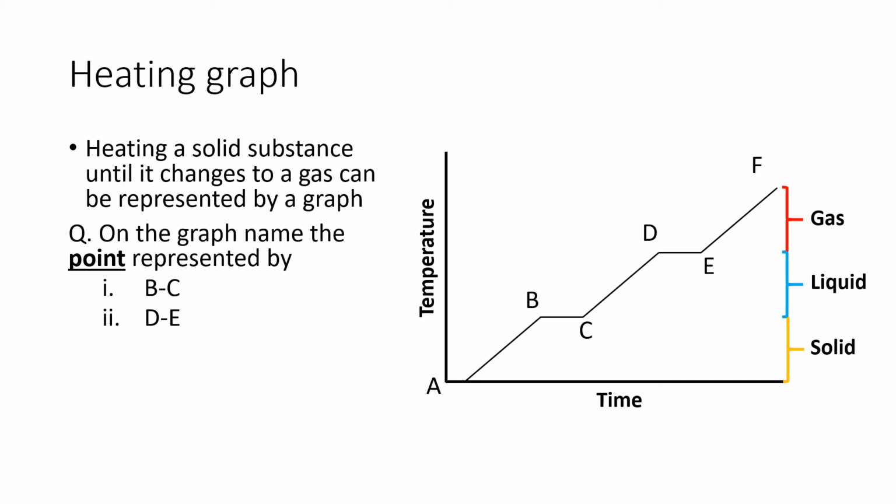Well, B and C is the melting point, and D and E is the boiling point, because they are the temperatures at which we change from one state of matter to another.